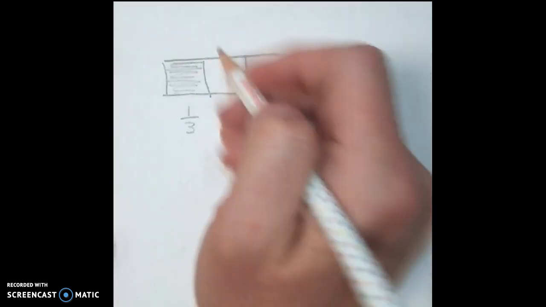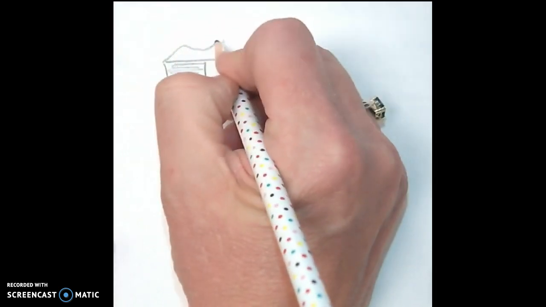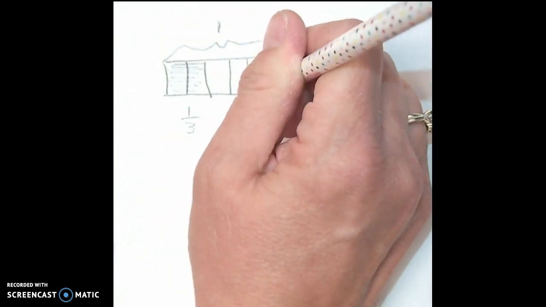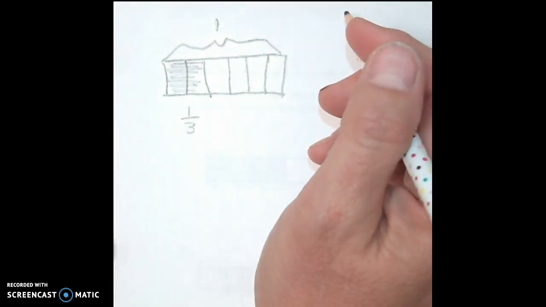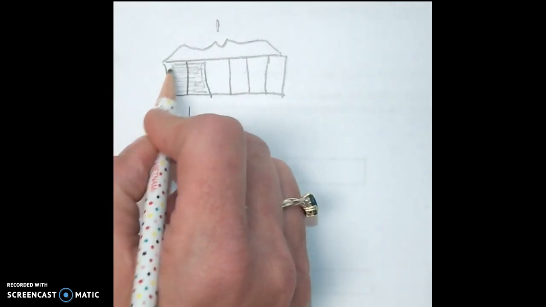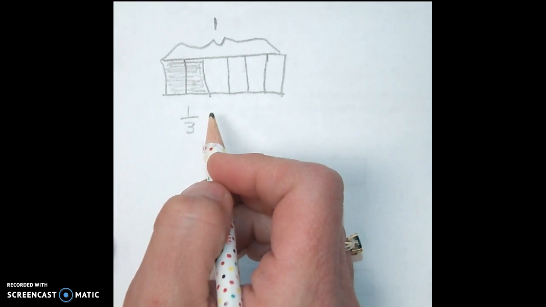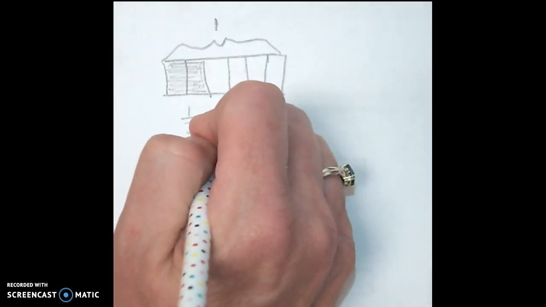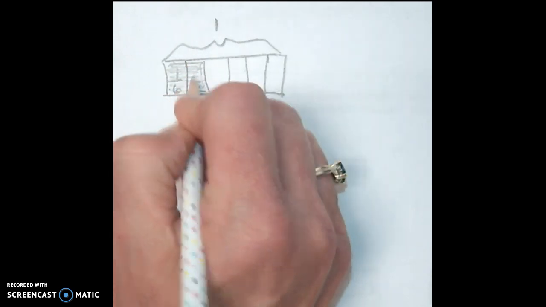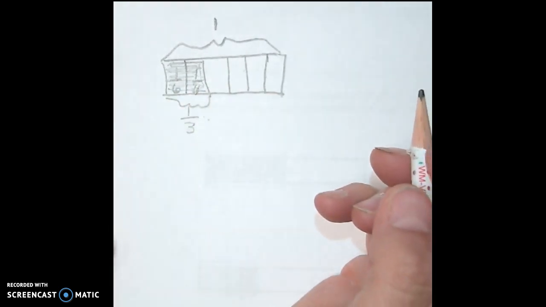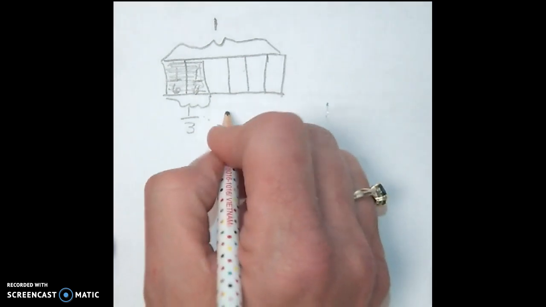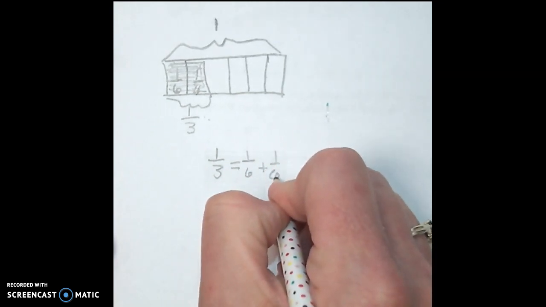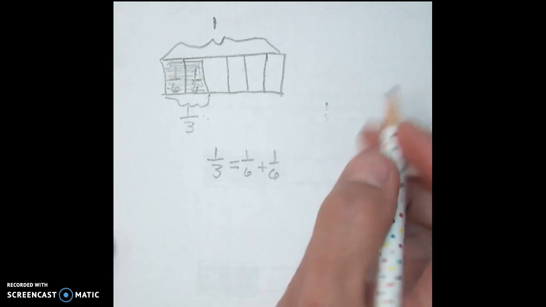Now, I'm going to take each of these boxes, and this is all one whole, and I'm going to break each one of those in half. So now this shaded part is still the same, but now what unit are we in? We're in sixths. And so these two equal 1/6. We said this was 1/3. So now these two are 1/6. So now we can write a number sentence that says 1/3 is equal to 1/6 plus 1/6.